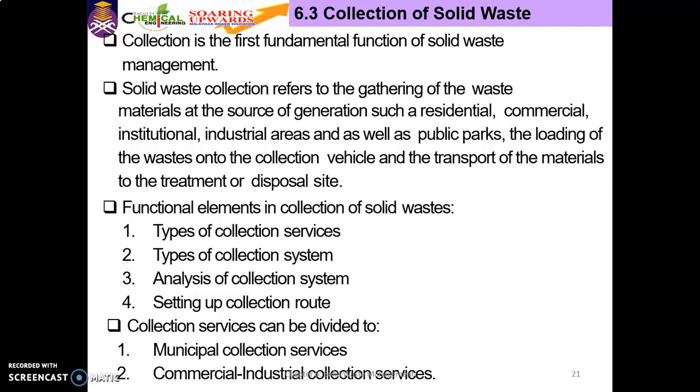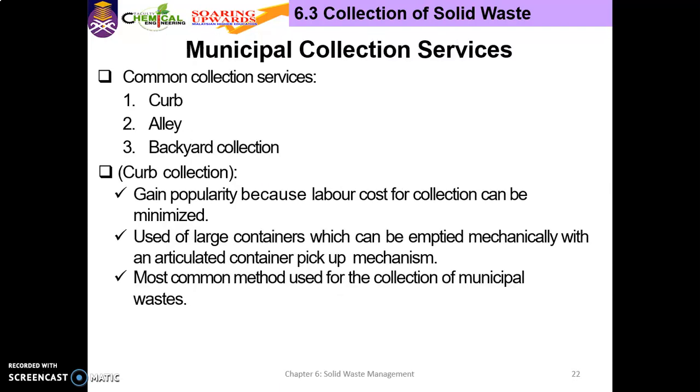For collection of solid waste, the functional elements in collection depend on the types of collection services, type of collection system, analysis of collection system, and also setting up collection routes. It can be divided into municipal collection services and commercial industrial collection services. Common collection services used are curb, alley, and also backyard collection.